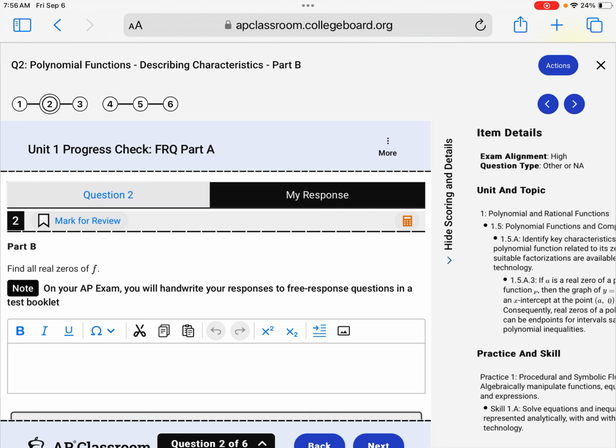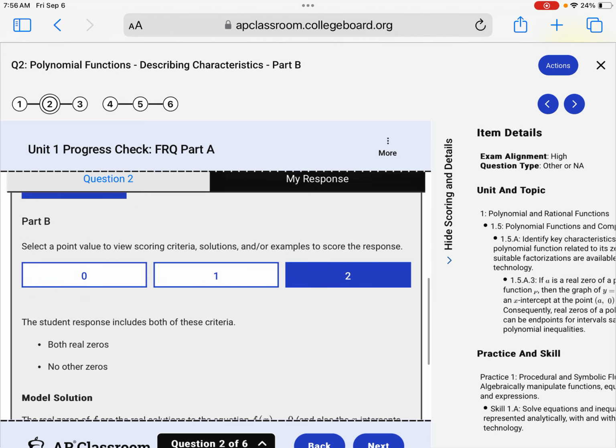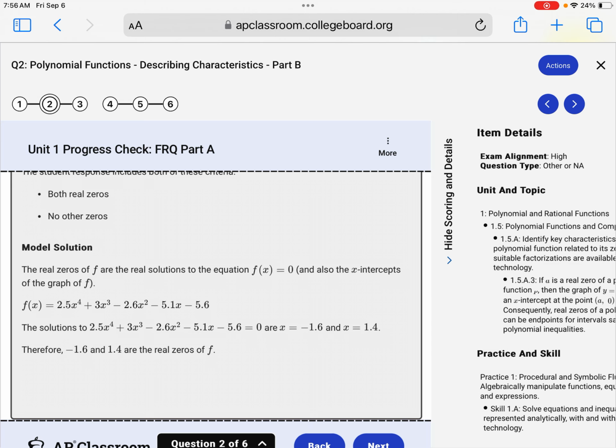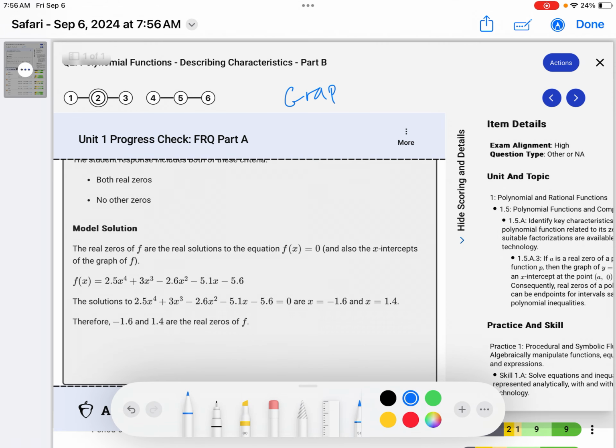The next question says find all the real zeros. So again, how you would do this is go to your calculator again when you're on the graph, click second calc, and then click zeros. And you just have to go to the left and to the right of the zero and then press enter, enter, and it will give you the zero. And you can see there's two of them. So it's negative 1.6 and 1.4. So again, you just use the calculator to help you find them. You can also look at the table and figure out where the y is 0.